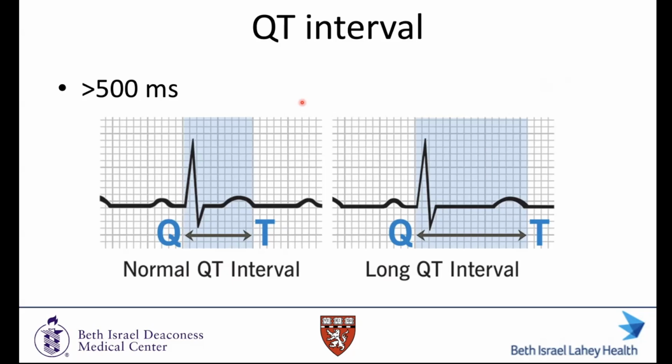And again, what long QT puts you at risk for is that, with the long QT interval you see on the right, there's a lot more opportunity, like you learned from med school, for early afterdepolarizations that can lead to R on T phenomenon and unfortunately torsades.